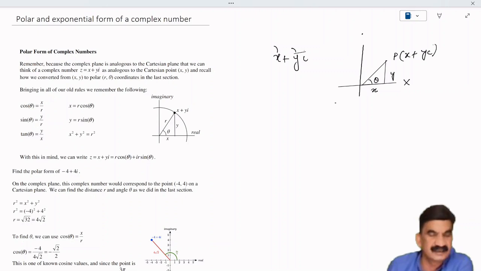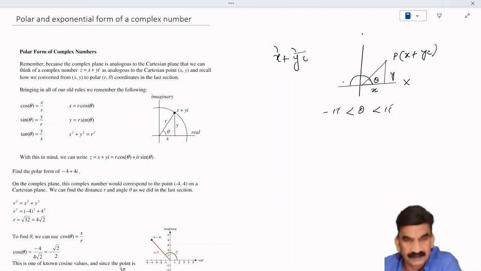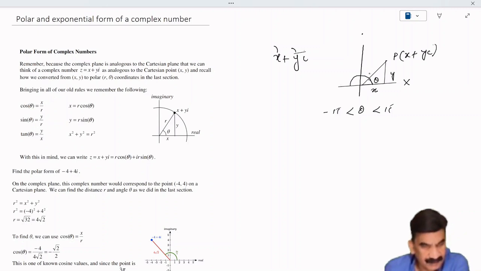Now this is the angle that is made with the positive direction of the x-axis. Remember, just as a convention, this angle has to be written in such a manner that it lies between minus 180 and 180. So from here to here, remember this always.